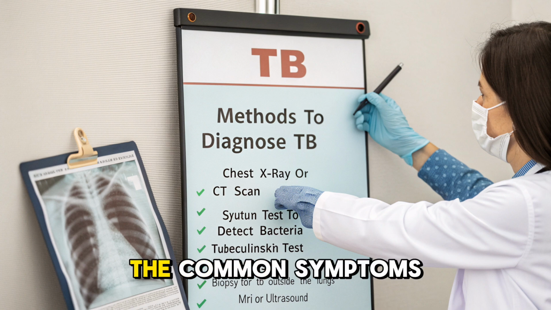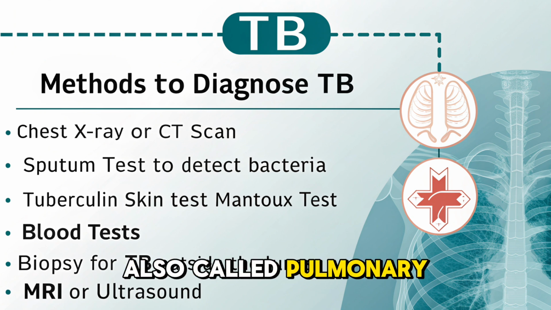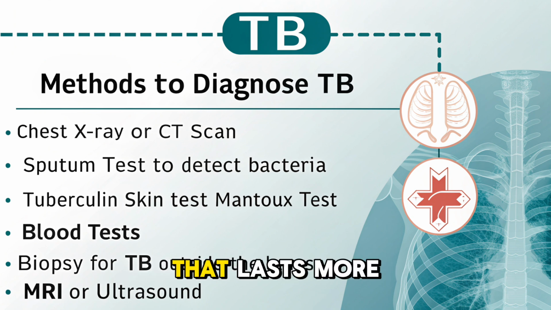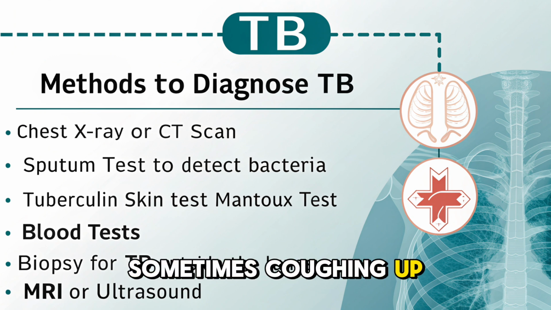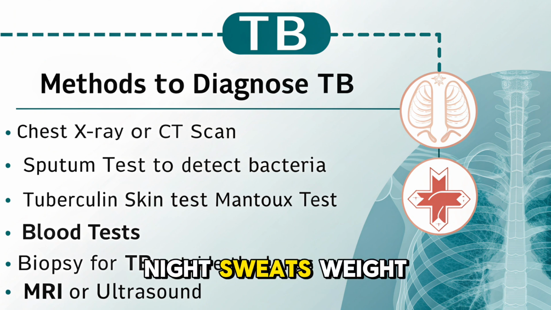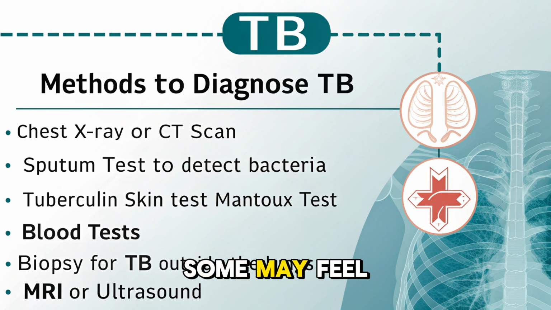So, what are the common symptoms of TB? The most common form of TB is lung TB, also called pulmonary TB. Its symptoms usually include a persistent cough that lasts more than 3 weeks, chest pain, and sometimes coughing up blood. Many people also experience fever, night sweats, weight loss, fatigue, and weakness. Some may feel shortness of breath or have difficulty breathing.